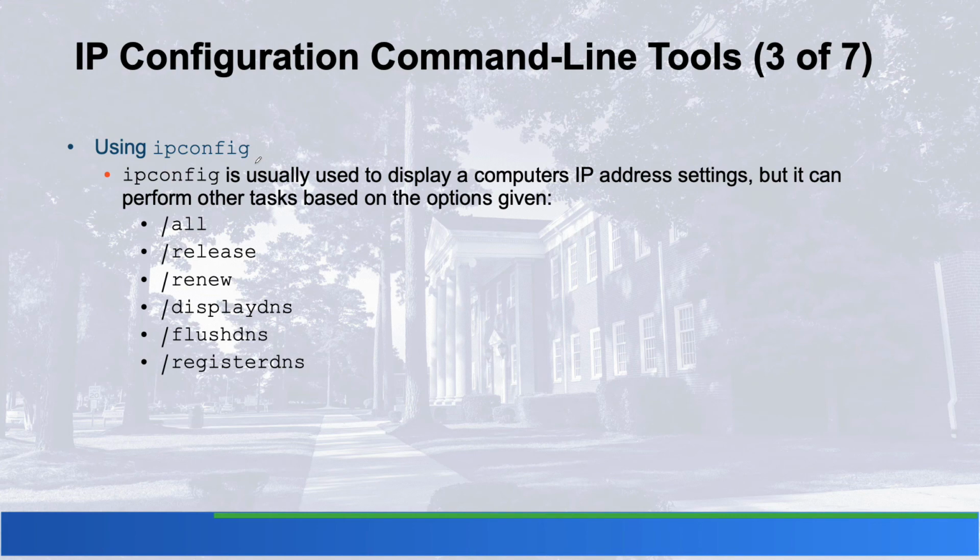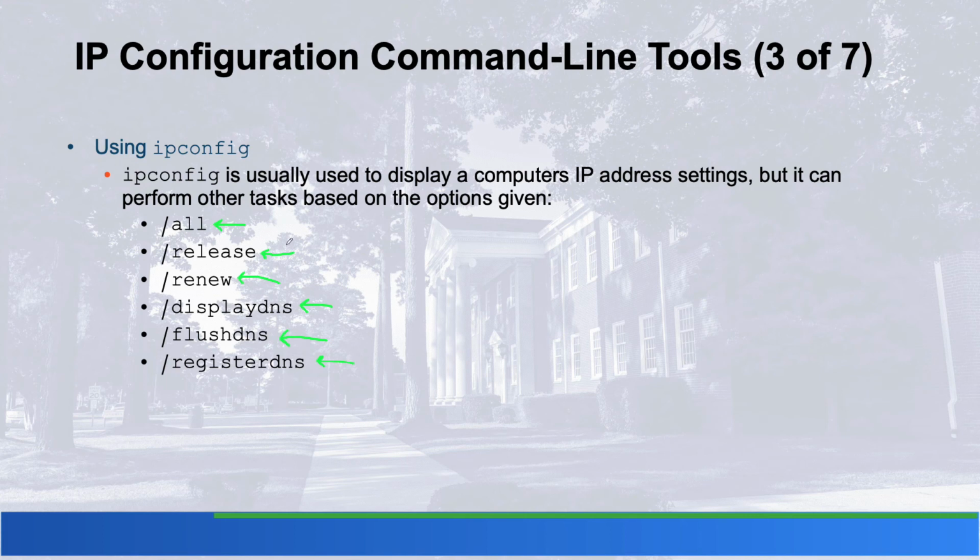ipconfig is used in all configurations, whether it has a GUI or not, and I use it to examine the IP settings. ipconfig/all shows me all of the settings for IP for TCP/IP, the IP address and everything. Release says I don't need my address anymore, give it back. Renew says I need a new IP address. Display DNS shows me the DNS cache. You don't have to know what that is. Flush DNS will clear your cache. Register DNS will re-register your computer with Active Directory.